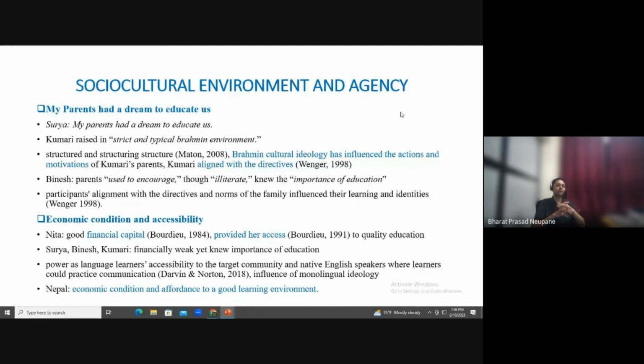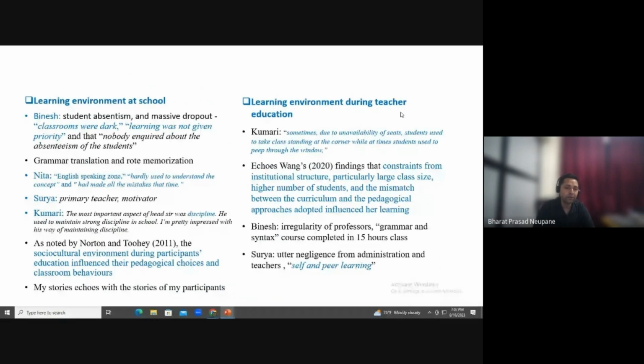Not only this, economic condition and accessibility, or the financial capital of the family members, influenced the accessibility of quality education, that also heavily influenced, right? So economic condition provided affordance to a good learning environment. So economic condition has also great influence, apart from this, the learning environment at school and during teacher education also heavily influenced. Bines shared that during his schooling, there was massive student absenteeism and dropout rate.